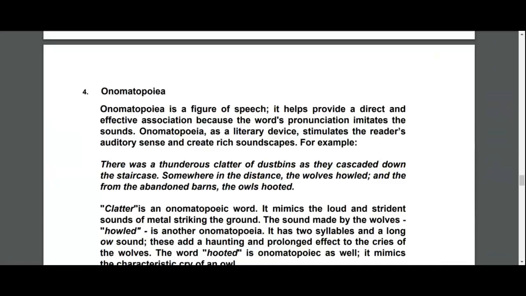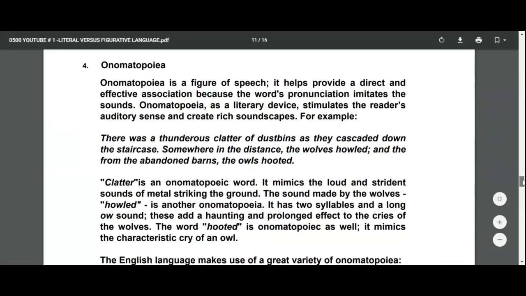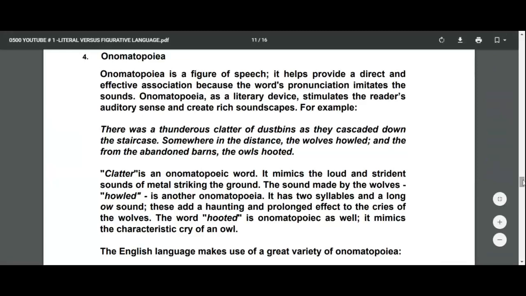For example, here: there was a thunderous clatter of dustbins as they cascaded down the staircase. Somewhere in the distance, the wolves howled, and from the abandoned barns, the owls hooted. Okay? So we have three onomatopoeic words here. Clatter, the sound of dustbins falling down the staircase.